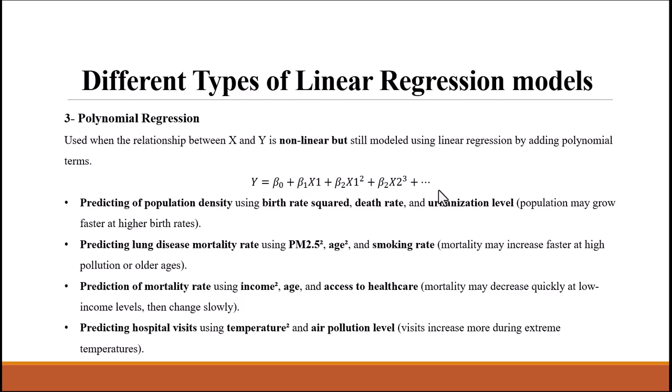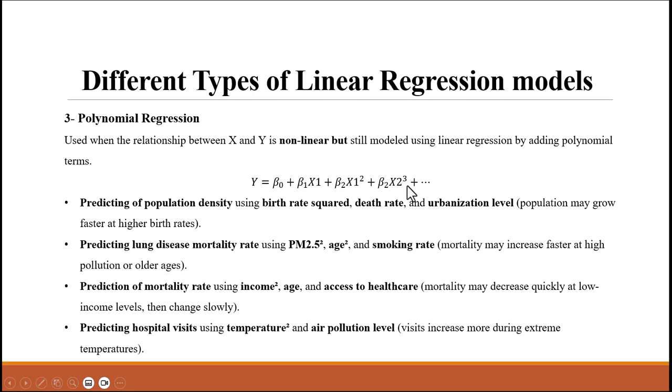The third type of linear regression model is polynomial regression. We use it when the relationship between x and y, or the independent and dependent variable, is nonlinear, but we still model it as a linear regression by adding polynomial terms. Polynomial terms mean we just give it a power.